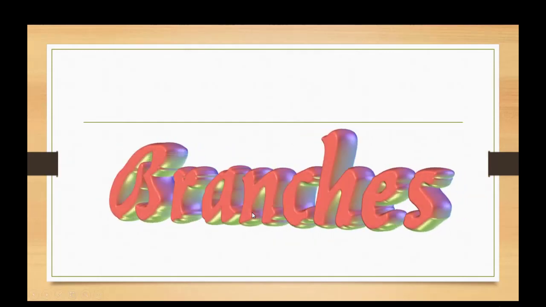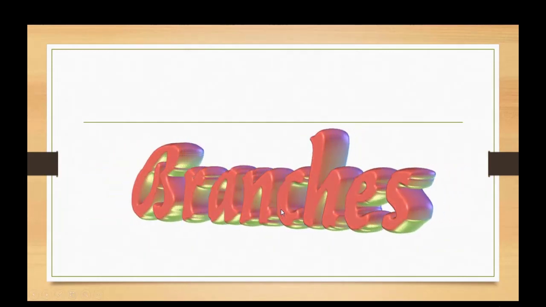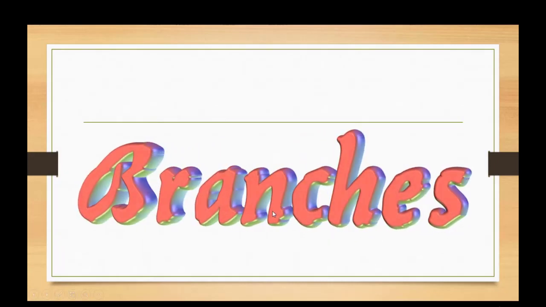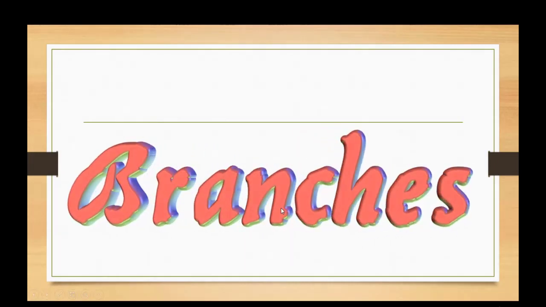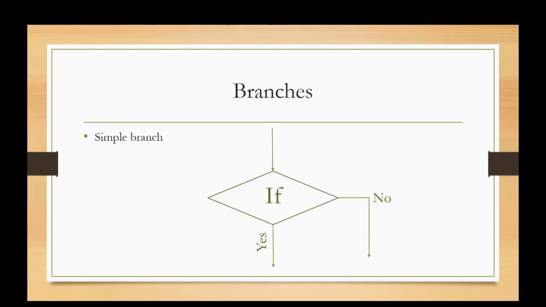What about branches? Branches are easy. They do not make the program go in one straight line, but you can branch. If you have an if, yes, go to here, there. If no, go from here. It is a simple branch. If something, if yes, go to this point. If no, go to this point.